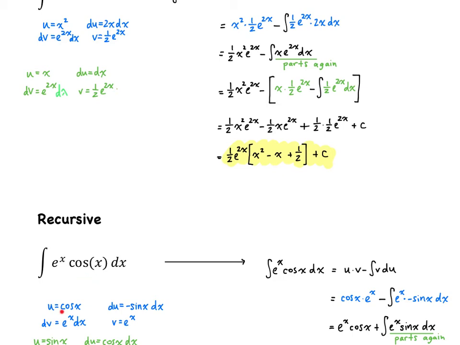Well, if we let u be cosine of x, then du is negative sine x dx. At least there's some change, right? Okay, if dv is e to the x dx then v is e to the x. Okay, well, let's see where that gets us. All right, so we know it's u times v minus the integral of v du. Okay, so making our substitution, u is cosine of x times e to the x minus the integral of v du, e to the x times negative sine x dx.